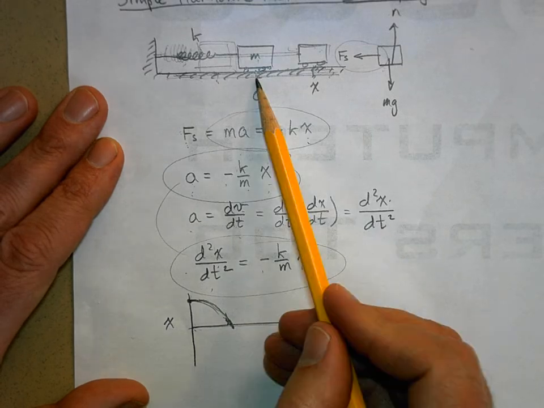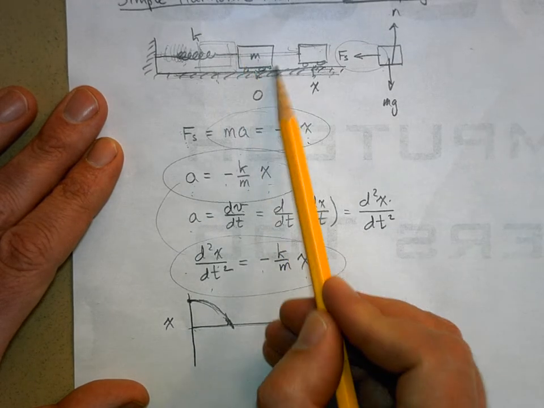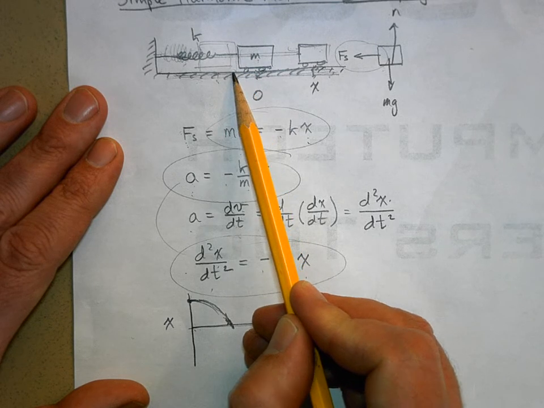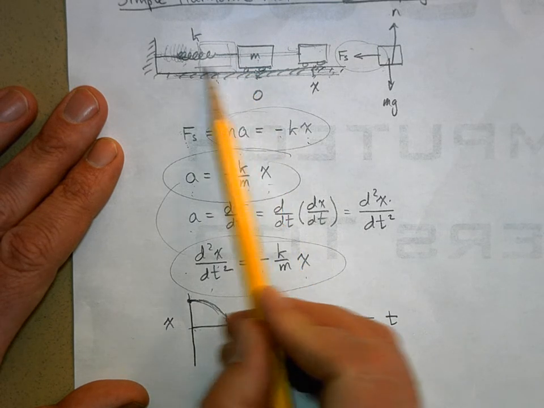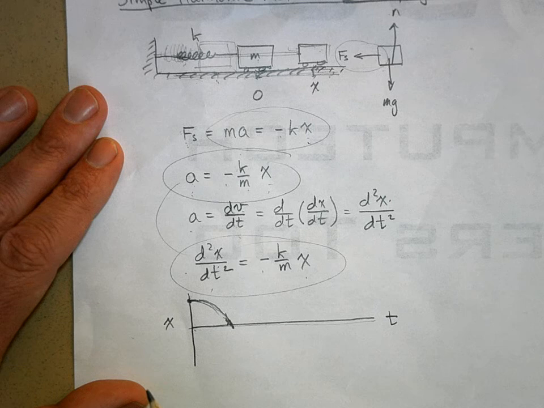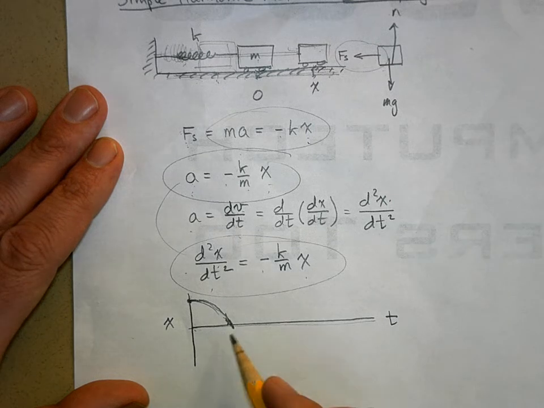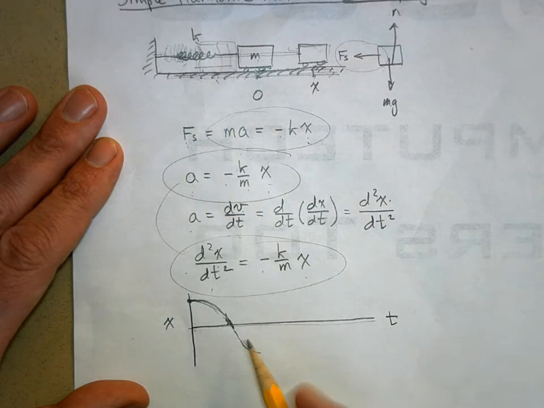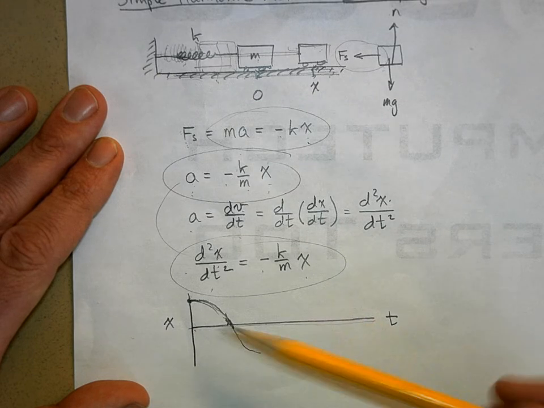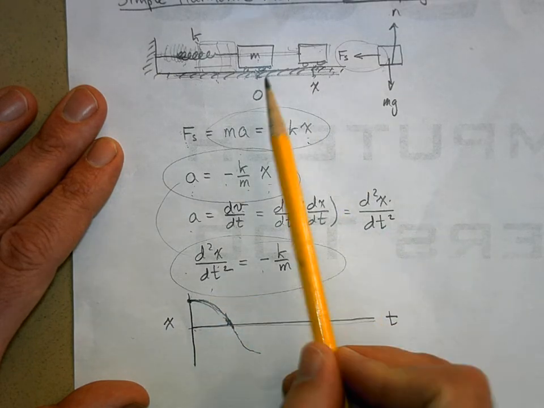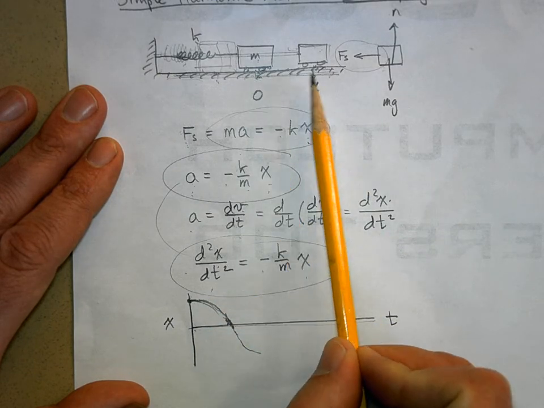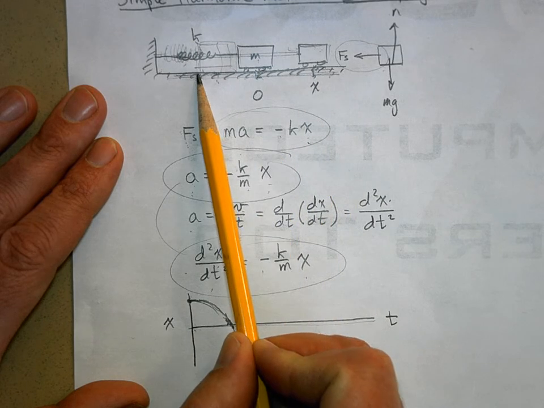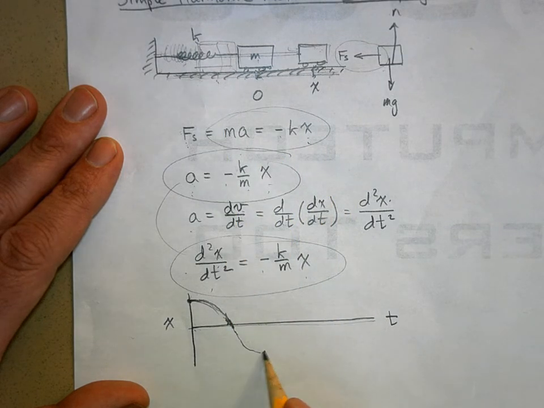But then as this mass goes past 0, this spring starts pushing on it and starts slowing it down, doesn't it? And so the slope's going to get less and less until it reaches some maximum value over here. What we're going to show is that the distance from here to here is the same as the distance from here to here, where it's going to stop. So it's going to come to a stop, which means it has zero slope.